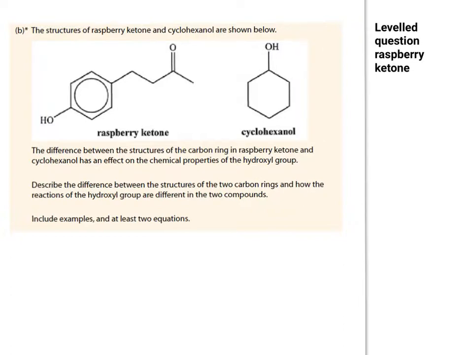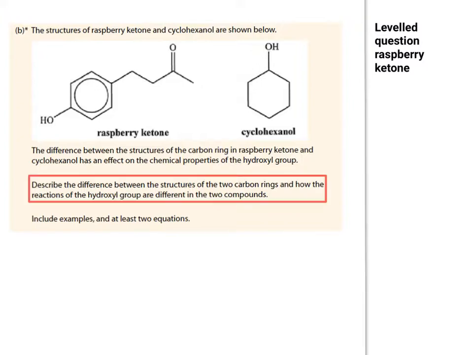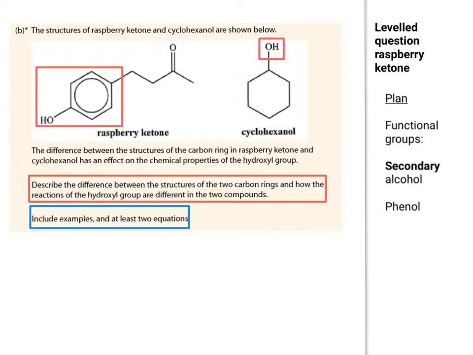So let's get started. It tells you the structures of the raspberry ketone molecule and cyclohexanol. And it's quite interesting how they're asking about this. There's lots of functional group things going on here, but they specifically are interested in the differences between the structure of the two carbon rings, and the reaction of the hydroxyl group might be different in each one. Now they want examples and at least two equations.